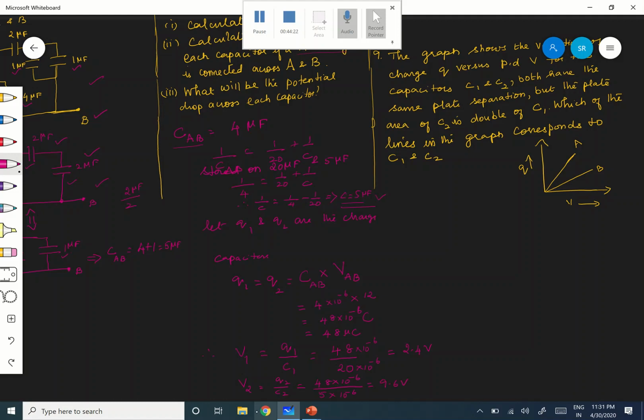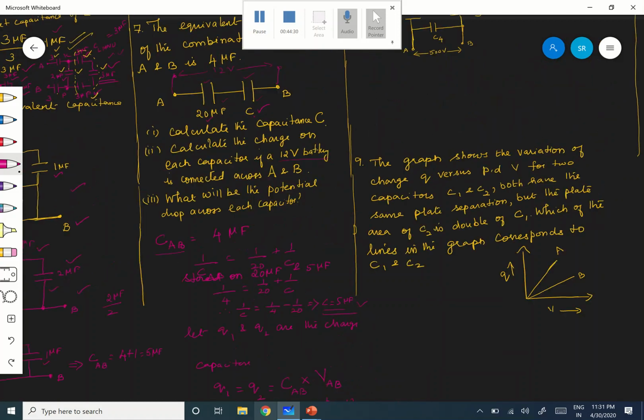So, if you add 9.6 and 2.4, what is it? 12 volt, you're getting 12. 12 volt is nothing but this V1 plus V2. This is V1, and this potential drop is V2. If you add both, you will be getting the total potential drop across AB, that is nothing but the battery voltage, 12 volts. Is it clear? Simple problem one.